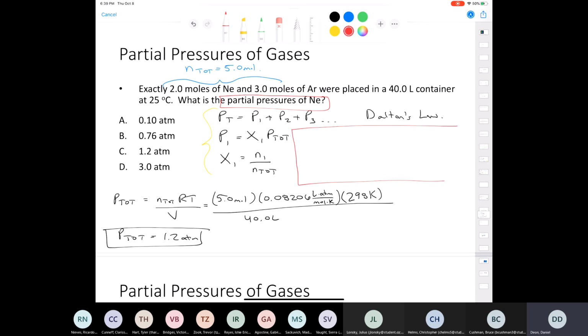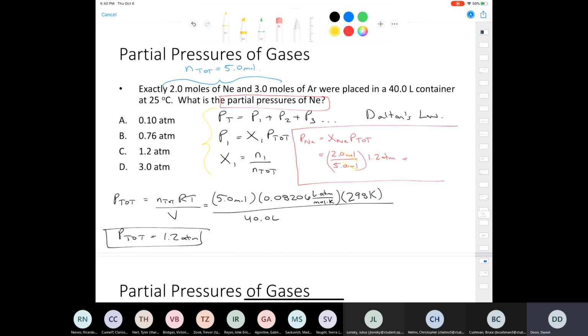The partial pressure of neon is going to be equal to the mole fraction of neon multiplied by the total pressure. That's going to be equal to the number of moles of neon, because I'm going to solve for my mole fraction. I have 2.0 moles of neon divided by the total number of moles, which is 5.0 moles, multiplied by my total pressure, which is 1.2 atmospheres.